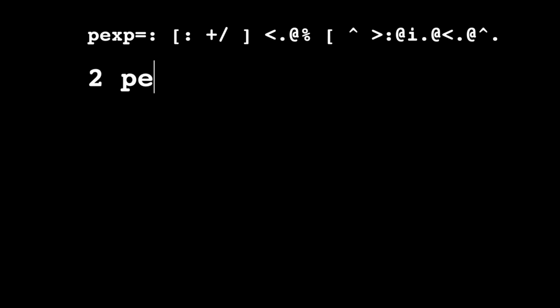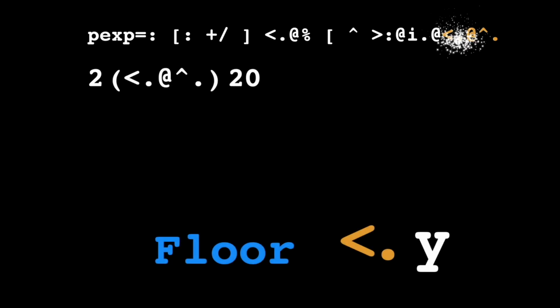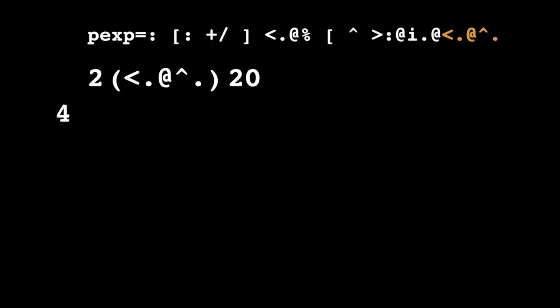Let's use an example with a left argument of 2 and a right argument of 20. The left argument is the prime factor and the right argument is the number to be factored. The verb logarithm gives us the exponent for 2 with respect to 20. And since we're only interested in integer results, we'll use floor to ensure we have the next lowest integer for 2 log 20.